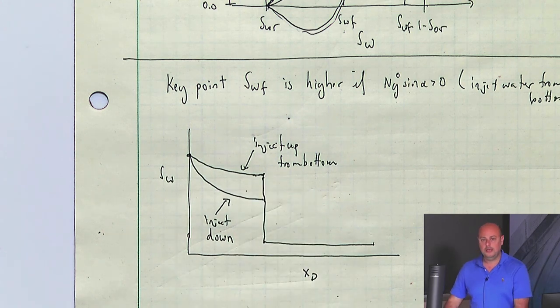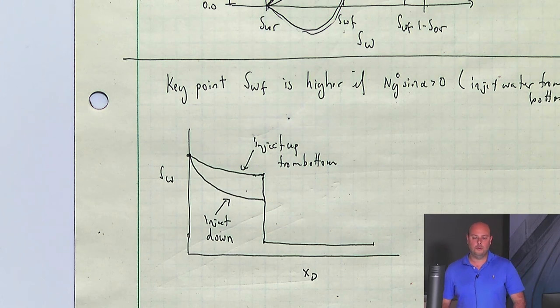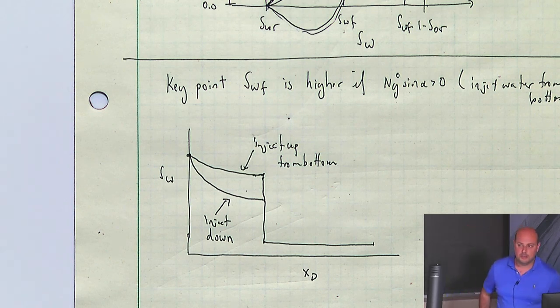Remember this is like a leaky wall. It's pushing that oil from the injector to the producer, but some oil gets left behind. Importantly, less oil gets left behind if you inject water from the bottom to the top than if you inject water from the top to the bottom. I think that makes some intuitive sense.